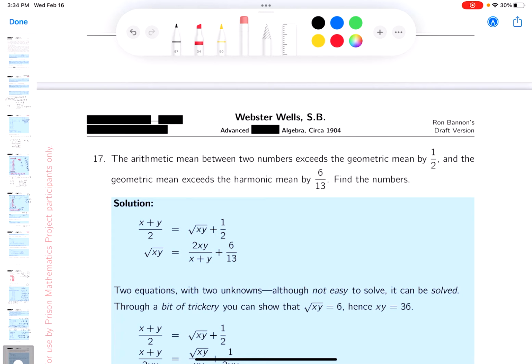Okay. Let me read the problem now. What do you get over here? There's two numbers. I don't know what the numbers are, but there's two of them. This is number 17. What do they say? They say the arithmetic mean. What's the arithmetic mean between those two numbers? X plus Y divided by 2. They say the arithmetic mean of these two numbers exceeds the geometric mean of these two numbers by a half.